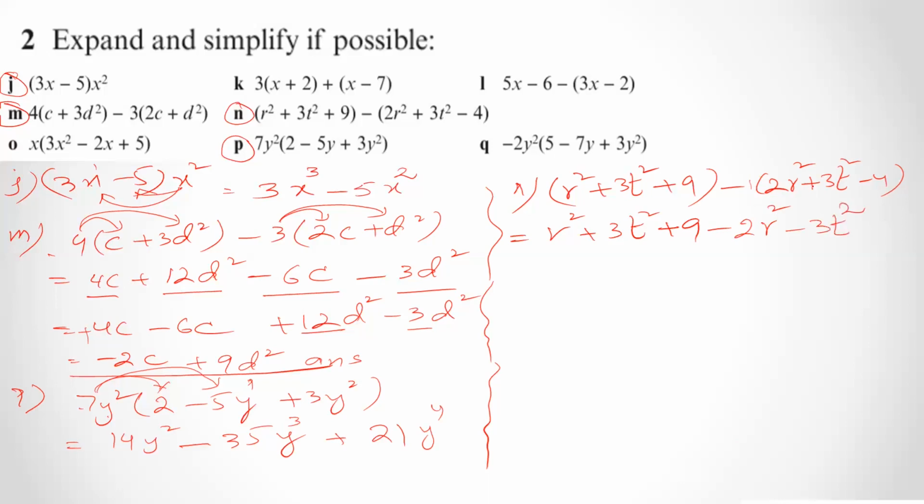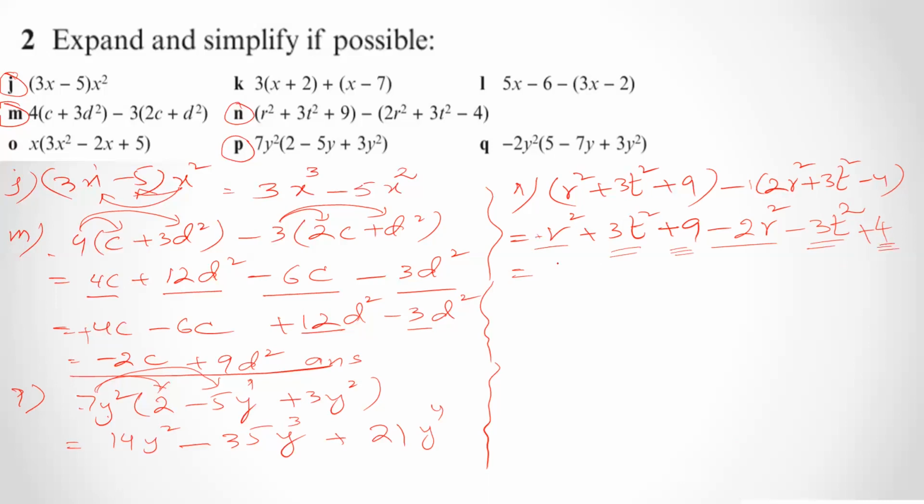Then minus times minus becomes plus, and this 4 we will write as it is. So now we check what the like terms are. If there is nothing at the beginning, on the left side of r square, it means this is plus. So this r square will be added into r square, t square will be added into t square, and this constant will be added into the constant.